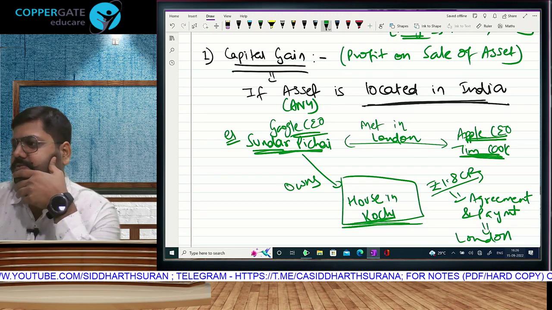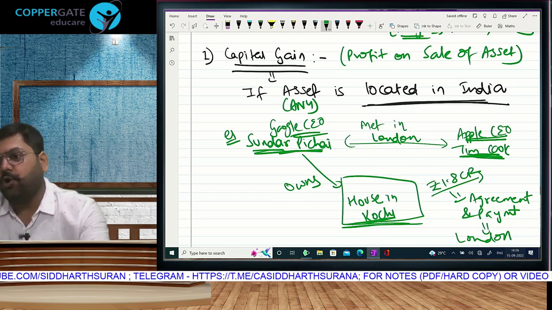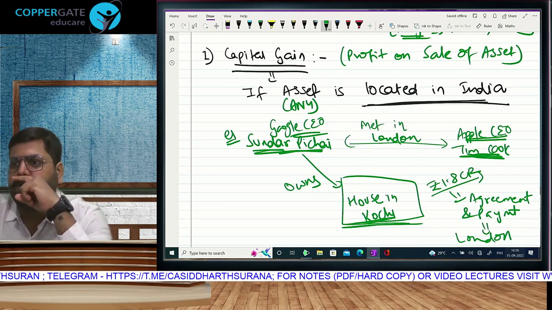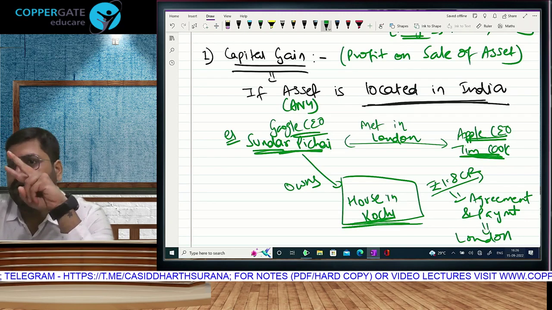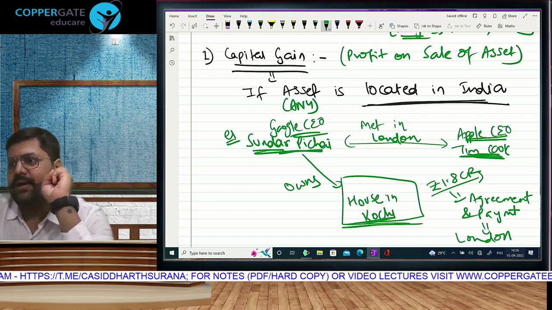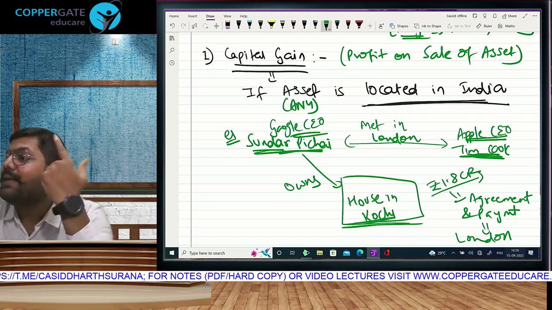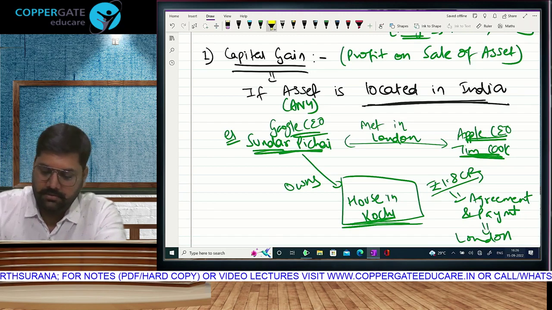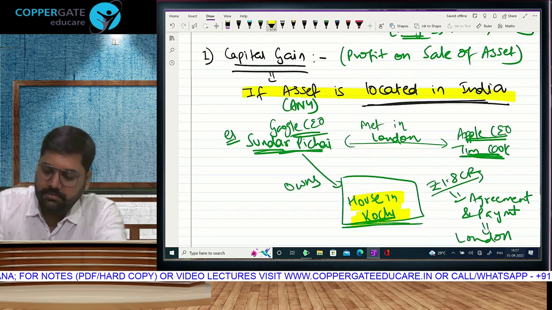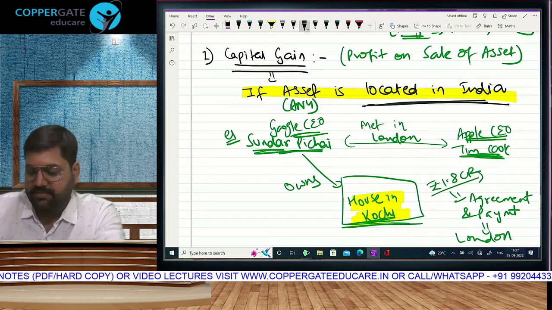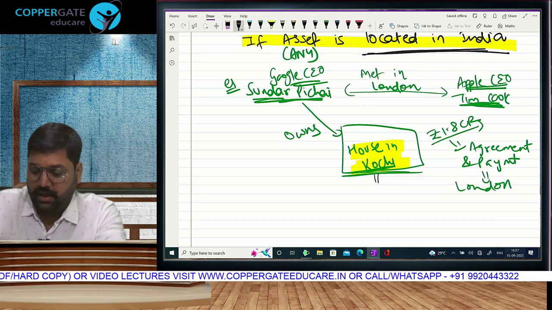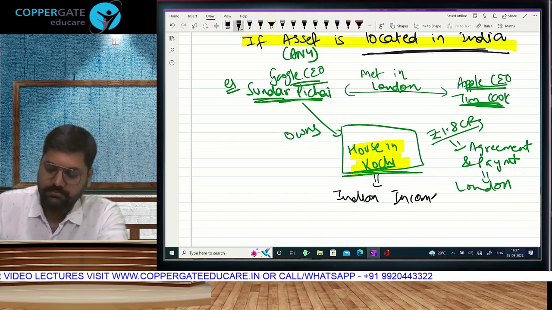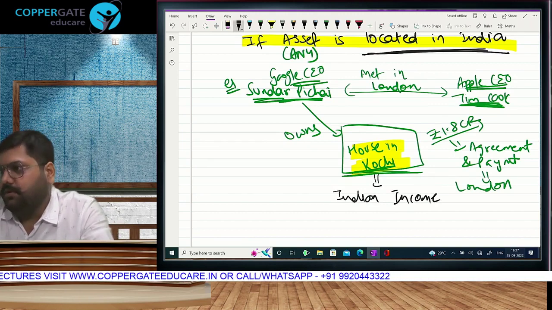They finish it. Now answer the following questions. One non-resident is making payment to another non-resident. Agreement outside India. Payment outside India. So apparently it is foreign income, but then, ladies and gentlemen, the gain on sale of this house will be treated as Indian income.